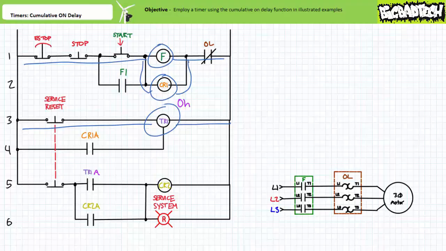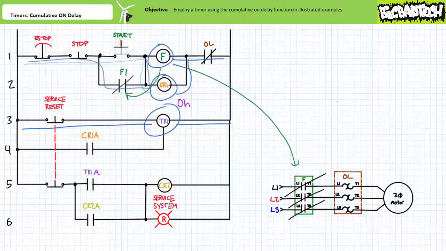Their associated contacts immediately change states. The F primary contacts close and the system springs to life. The F1 holding contact closes and allows an operator to release the start button. Similarly, contact CR1A closes and energizes the controlling input of timer relay TR1. Time in the accumulator begins to collect.